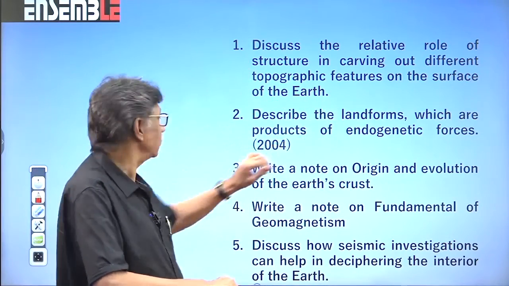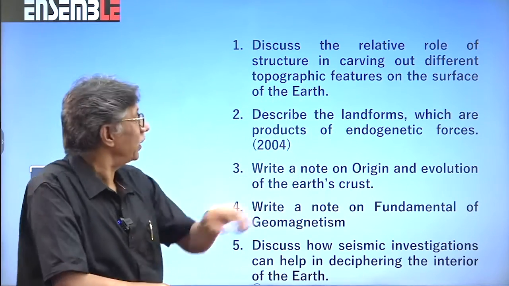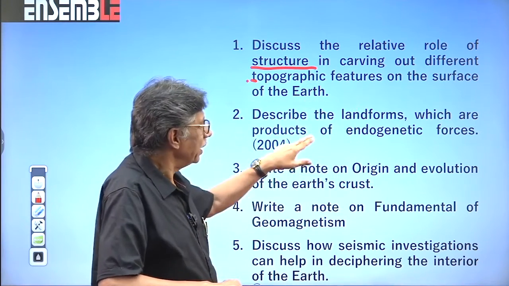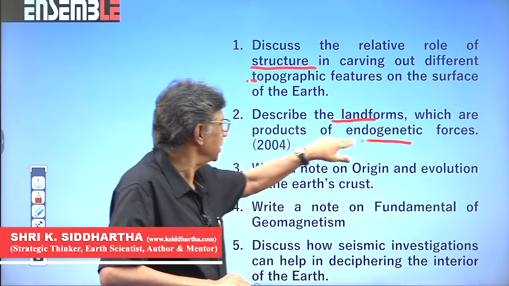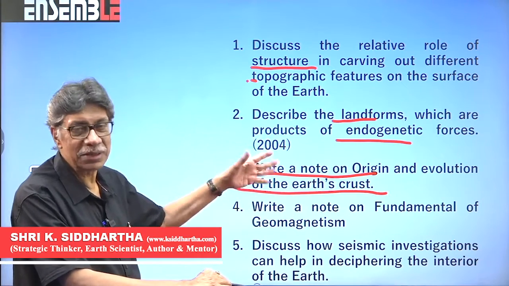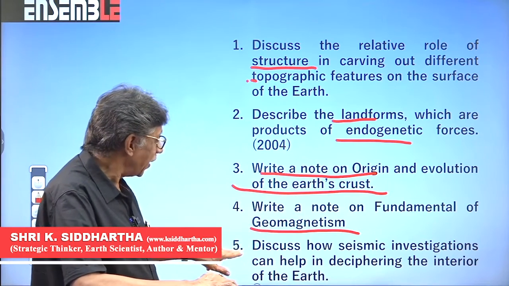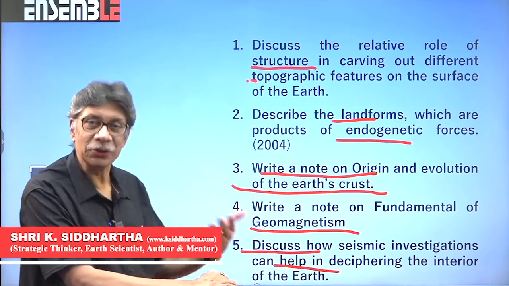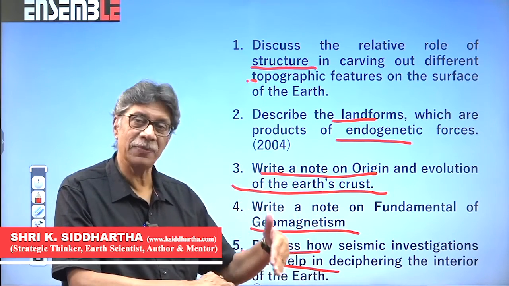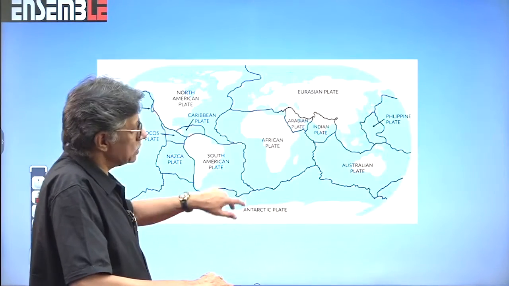Now, these are some of the types of questions that have been asked in the past. For example, as you can take a look, the relative role of structure in carving out topographic features. Only structure. Now it can be, we have talked about this part. And the landforms that are the result of endogenic forces. Then just imagine, a note on the origin and evolution of the Earth's crust. Now this type of question is not going to be asked. Fundamentals of geomagnetism, also not going to be asked. And how seismic investigations can help, that is also not going to be asked. These are all simple topics which have seen their days, which have been a spent force of sorts in this case. So that has been there.